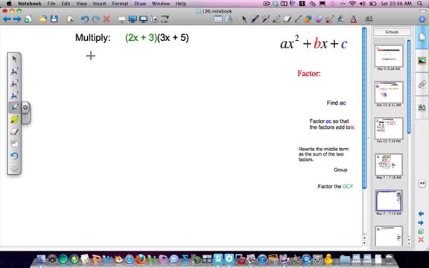We are going to multiply 2x plus 3 times 3x plus 5, and let's once again use the horizontal method to organize our work. So we're going to distribute the first term, which is a 2x, times the second factor, which is 3x plus 5. The second term of the first factor is a positive 3. So we're going to distribute that to the second factor, which is 3x plus 5.